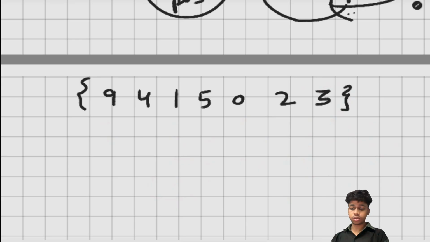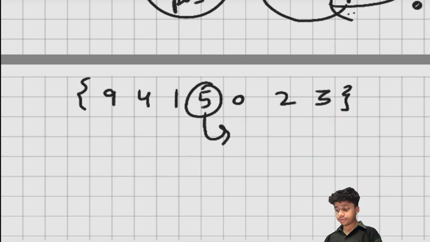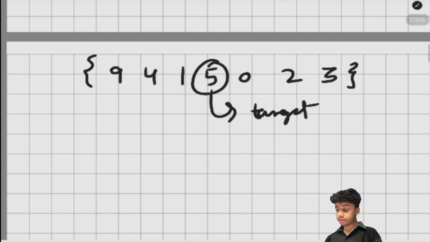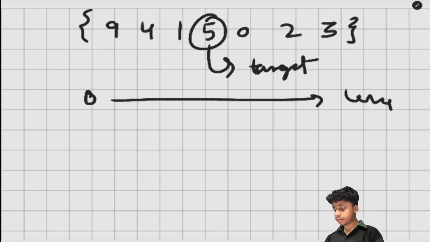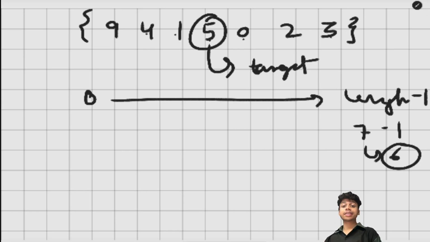This is linear search. Again, let's summarize. Suppose you need to find 5. It's your target. So you iterate from 0 up to length minus 1. And here, what is the length? 9, 4, 1, 5, 0, 2, 3, so it is 7. 7 minus 1, iterate till the 6th index.